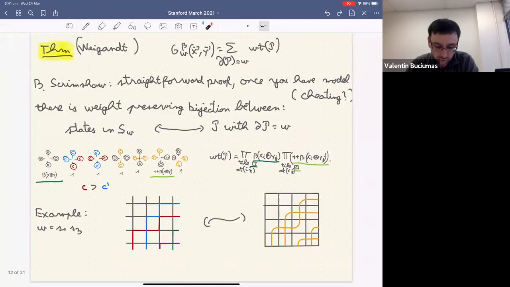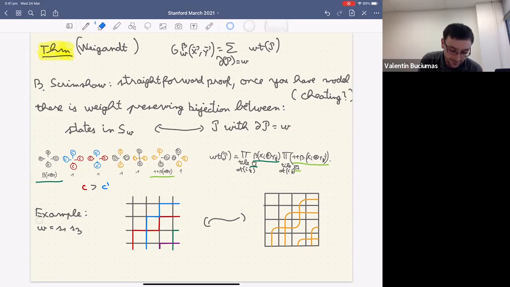Okay. So now recall the theorem of Weigandt, which says that the Grothendieck polynomial is a sum over these bumpless pipe dreams. How can we prove the theorem using our lattice model? The proof, in fact, is very, very straightforward. So there will be a weight preserving bijection between states in the model S_w and bumpless pipe dreams with key w.